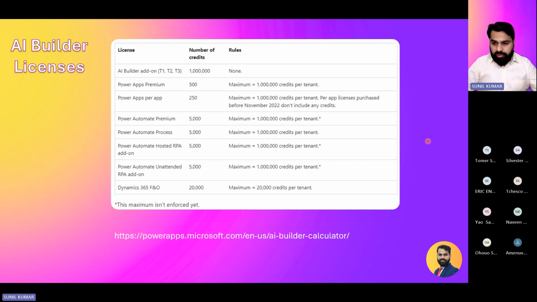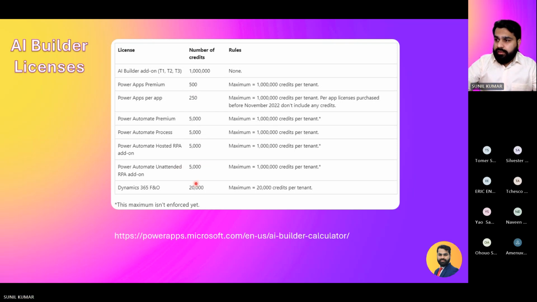With AI Builder, we can talk about AI prompts, document intelligence, extracting images, extracting text from PDFs, right? Extracting information from business cards. So these are all AI Builder capabilities, right? These are based on the licenses. All of the licenses which we talked about till now provide some number of credits.